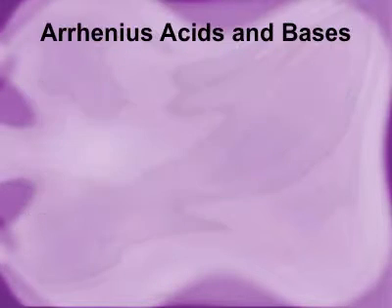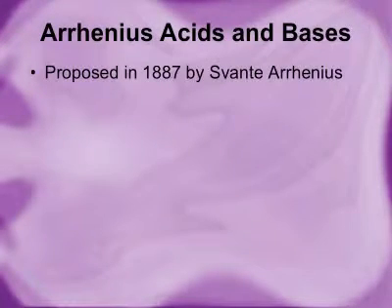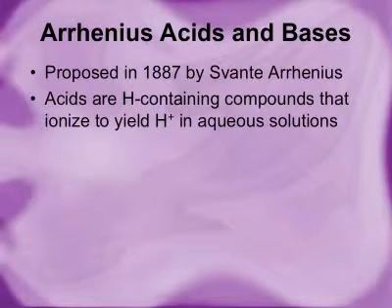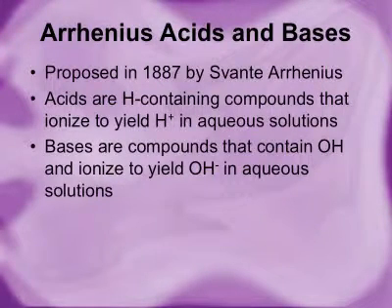So let's talk about Arrhenius acids and bases. Arrhenius acids and bases were proposed in 1887. This was one of the first theories. He said that acids are hydrogen-containing compounds, and when you put them in water, they are going to yield hydrogen ions. Always. In order to be an acid under this theory, you have to contain hydrogen and produce a hydrogen ion. He then said bases have to contain hydroxide, and they have to produce a hydroxide ion when mixed with water.